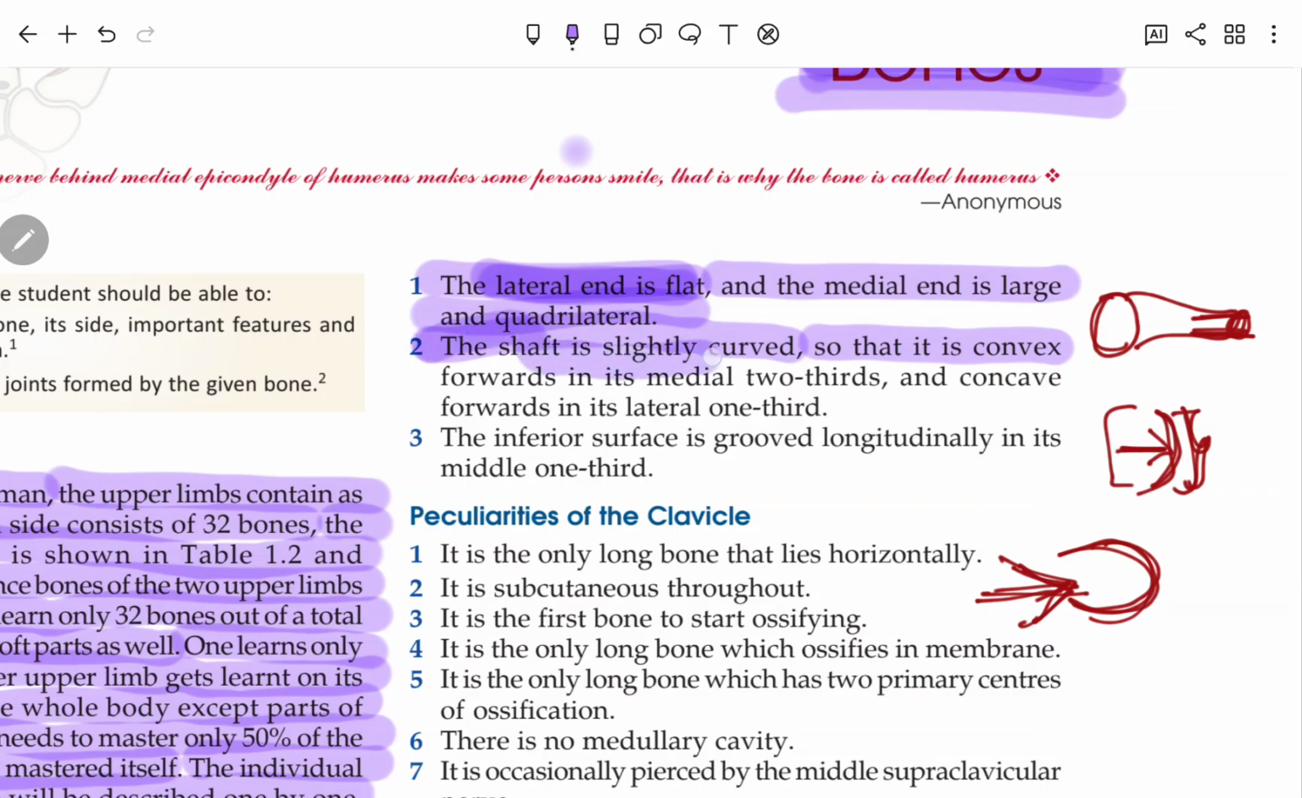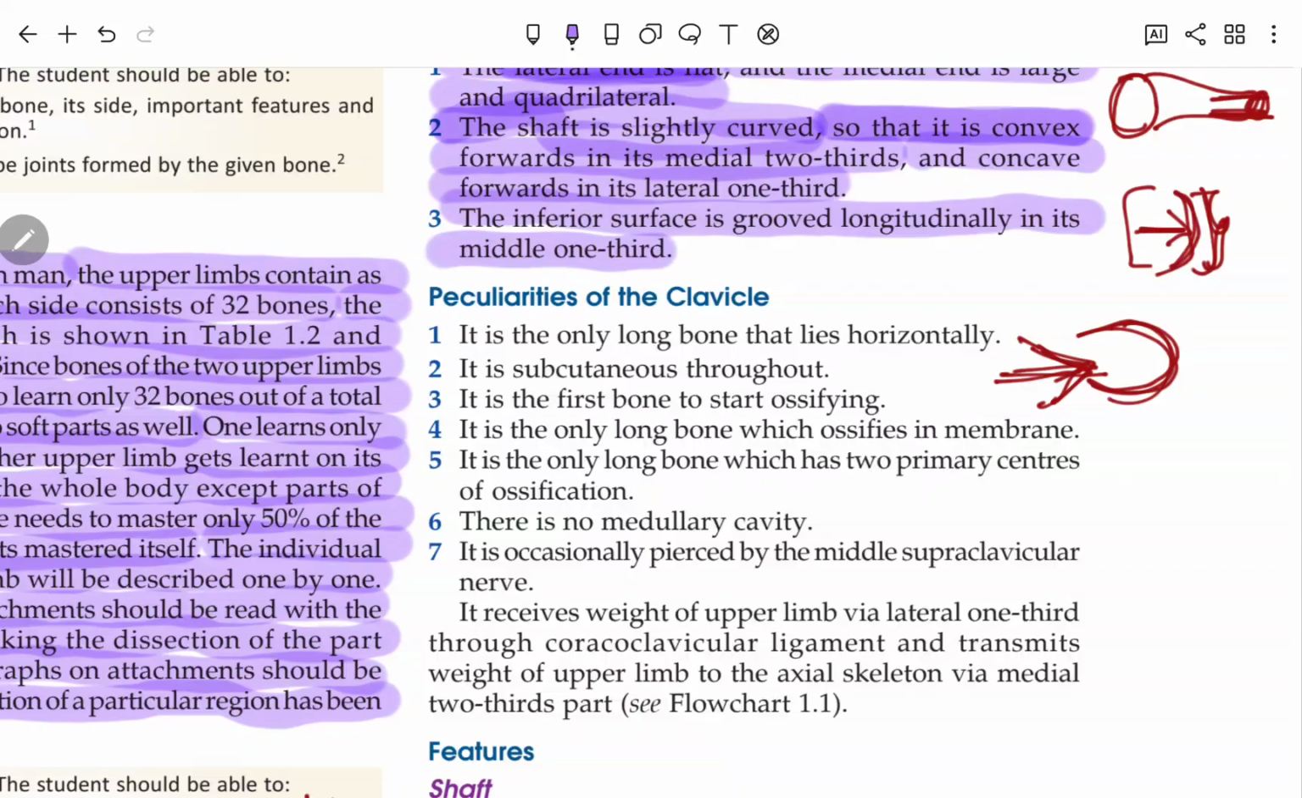So the shaft is slightly curved so that it is convex forwards in its medial two-thirds and concave forwards in the lateral one-third. The inferior surface is grooved longitudinally in its middle one-third. Now we will discuss how many borders and surfaces the clavicle has.